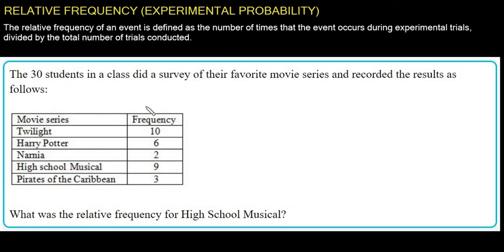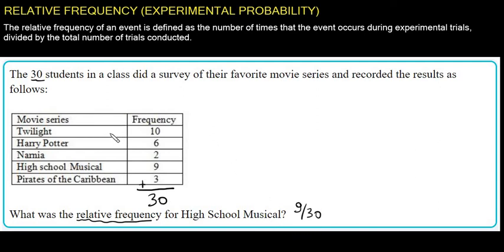So when you add these frequencies, you should get this 30. So 10 plus 6, 16, plus 2, 18, plus 9, 27, plus 3 is 30, as you see. So what is the relative frequency? For example, for this question, it is High School Musical. What is the frequency for High School Musical? It is 9. We divide that by the total number of students, or total number of frequencies. So that's going to be 9 over 30.